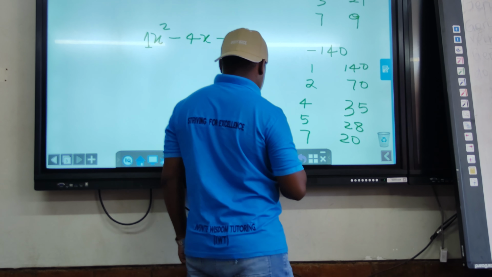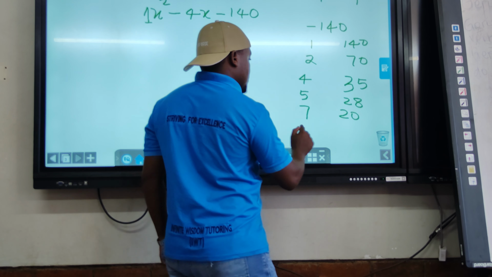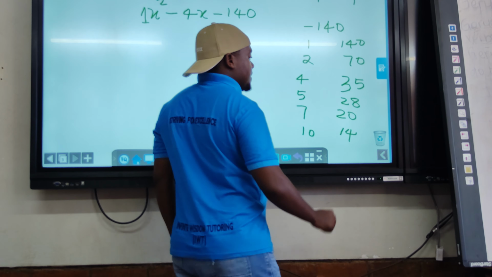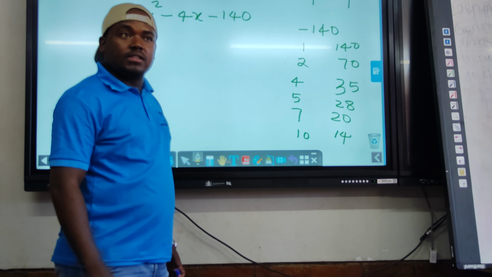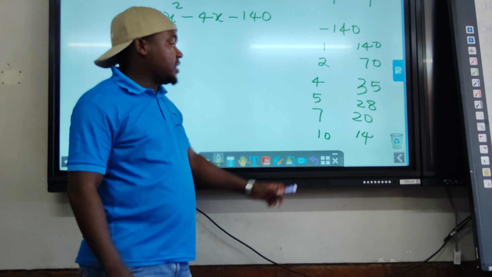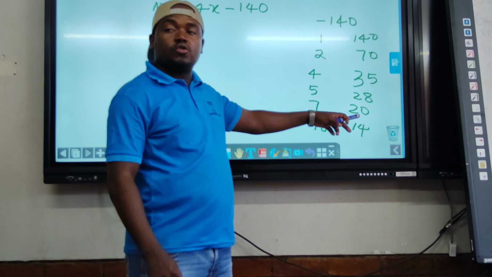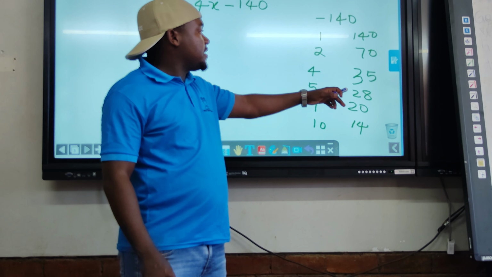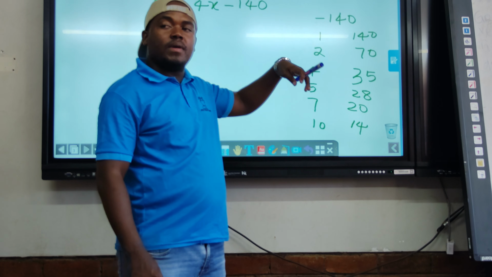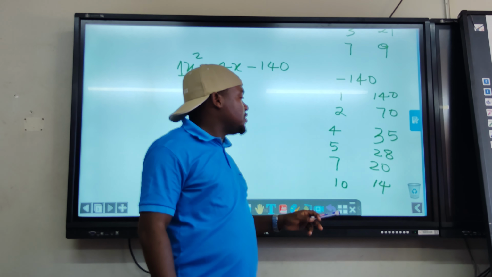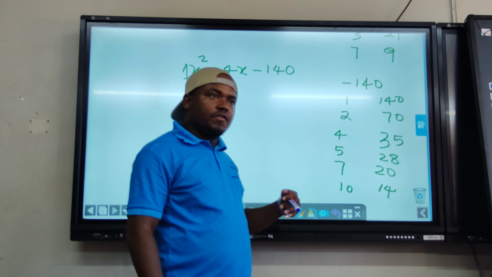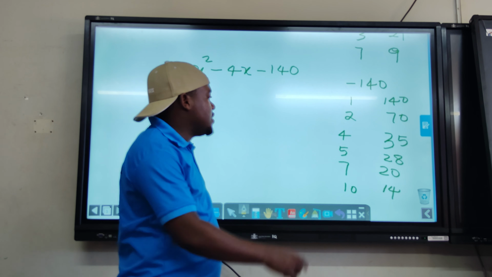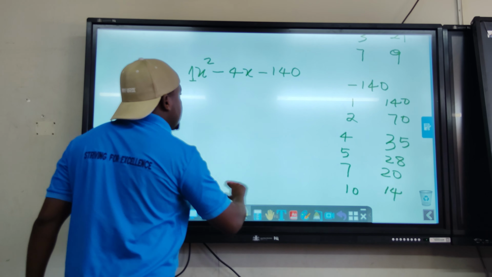7 and 20. 10 and 14. What else? 10 times 14 is 140. 7 times 20 should be 140. 5 times 28 should be 140. So all of them, when you multiply them, they should give you 140. Is there any other one? 12 doesn't go in, 11 doesn't go in, 13 doesn't go in. We'll get to 14, which goes with 10.